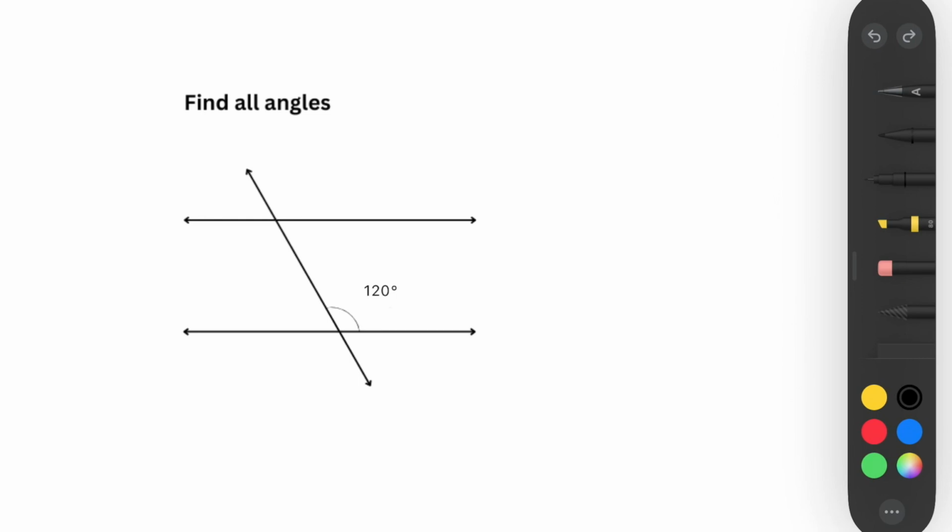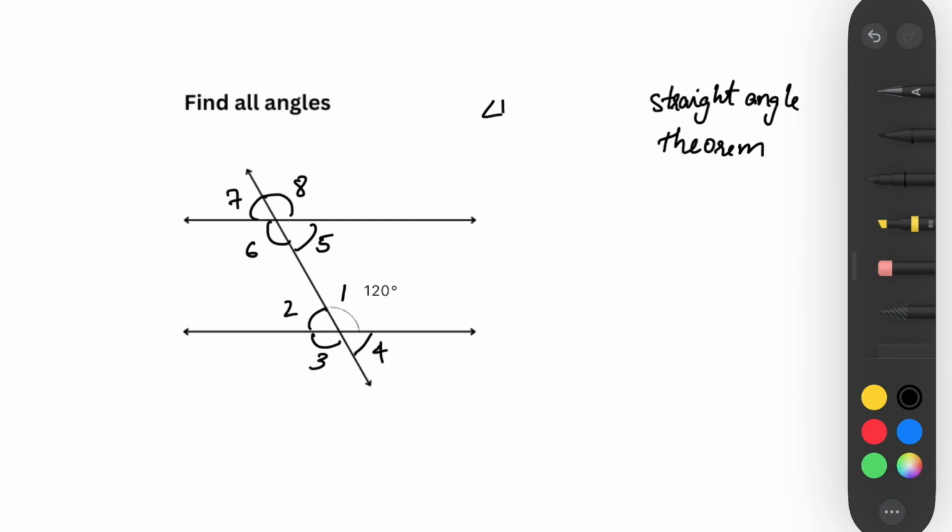Let's do another question on lines and angles. In this question, we are asked to find the value of all the angles in this figure, and we are given one angle which is equal to 120 degrees. For the sake of ease, I'm going to name that angle 1. Now we'll name the remaining angles angle 2, 3, 4, 5, 6, 7, and 8.